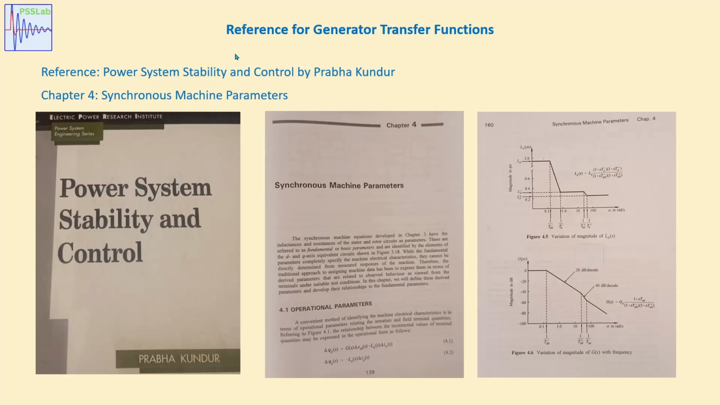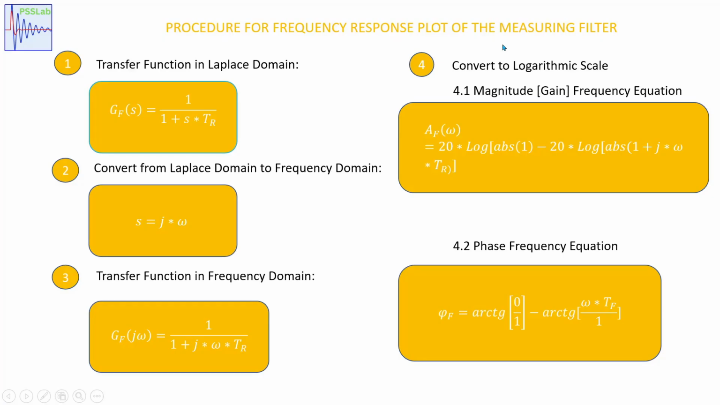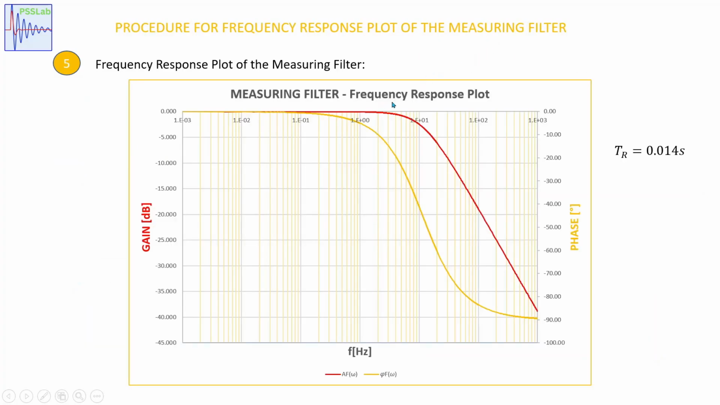Reference for the generator transfer function for your detailed study can be found in Power System Stability and Control by Prabha Kundur, Chapter 4, Synchronous Machine Parameters. And the measuring filter is the last block which needs to be considered in the control loop. Here is the procedure and its frequency response plot.